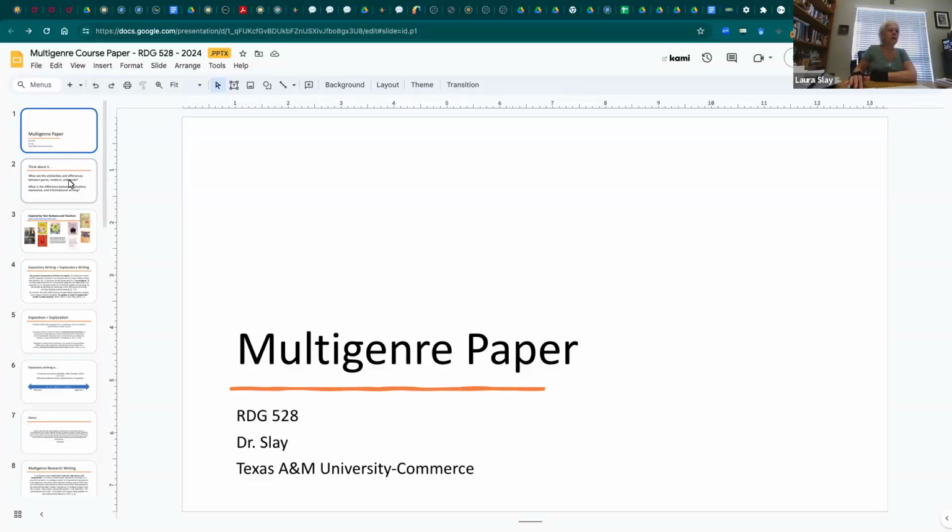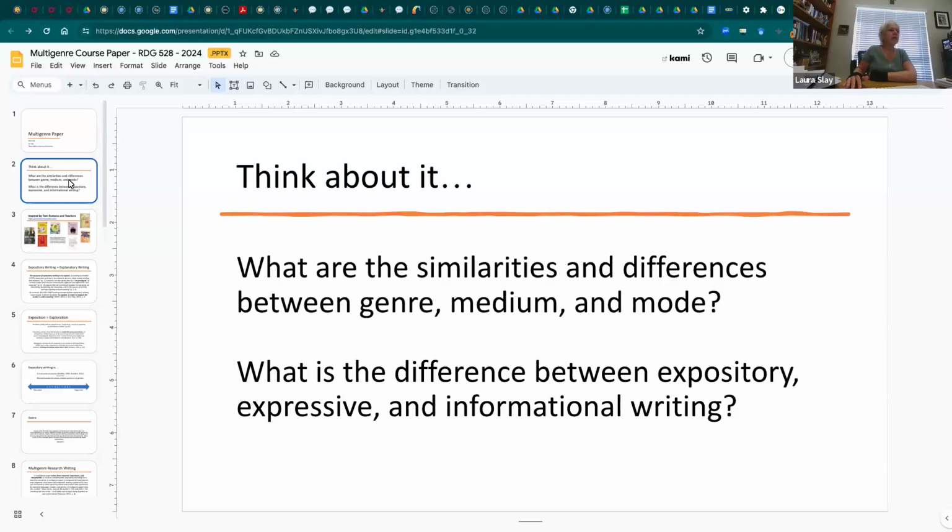Okay, so the title is multi-genre, which of course infers multiple different genres of communication. I have a question for you to start with. What are the similarities between genre, medium, and mode? Anybody have a thought on that? Anybody have a thought on the difference between expository, expressive, and informational writing?